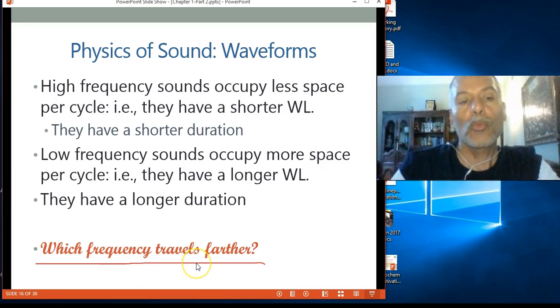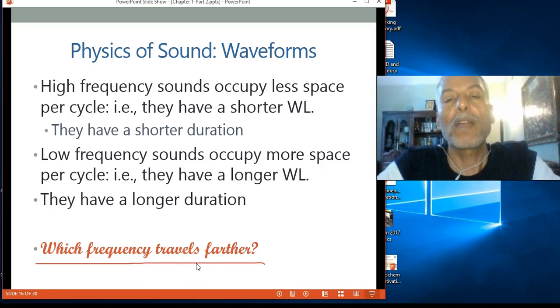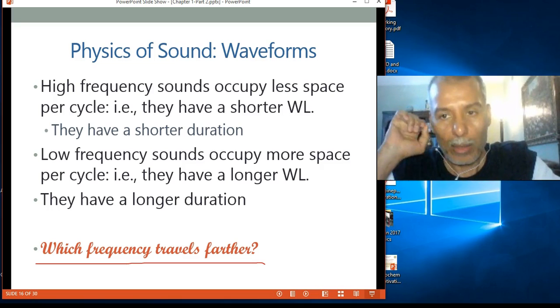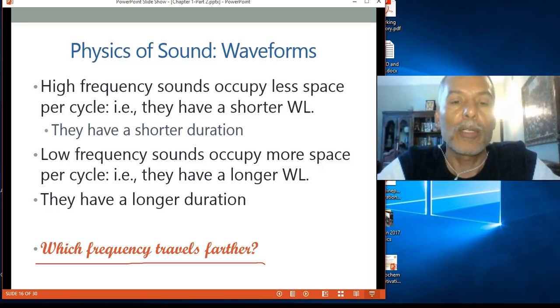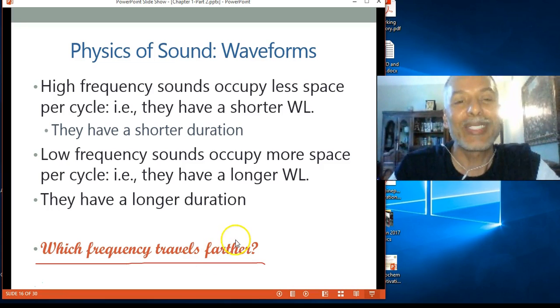Now the question is, which frequency travels farther? High frequency or low frequency? Low frequency has longer wavelengths. It covers a greater distance. It travels farther. I'm not saying faster. I'll tell you why at some point.